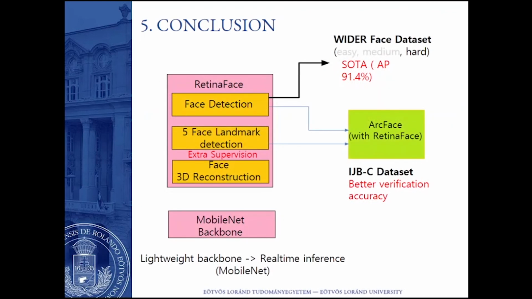So at the last, here you can see RetinaFace first does face detection, then 5 landmark detection, and then extra supervision by 3D face reconstruction, pixel-wise reconstruction on the face detection. The average precision value is 91.4%. ArcFace with RetinaFace on the IJB dataset also increases its efficiency. So this is the lightweight backbone, real-time inference, MobileNet.